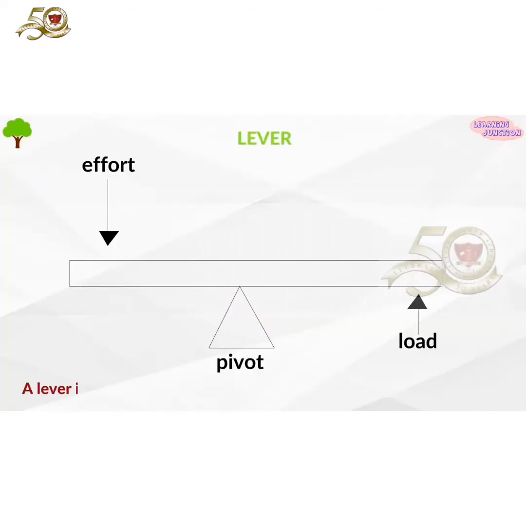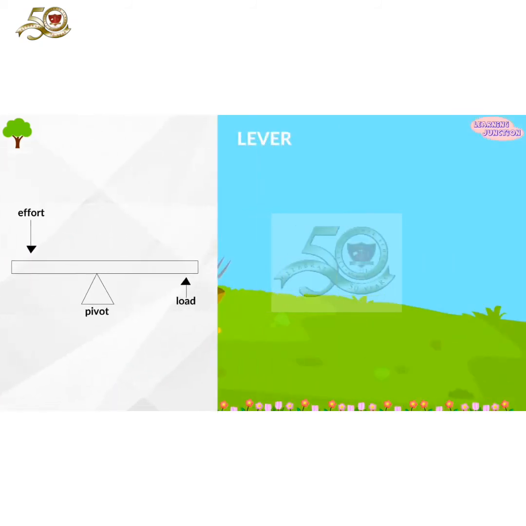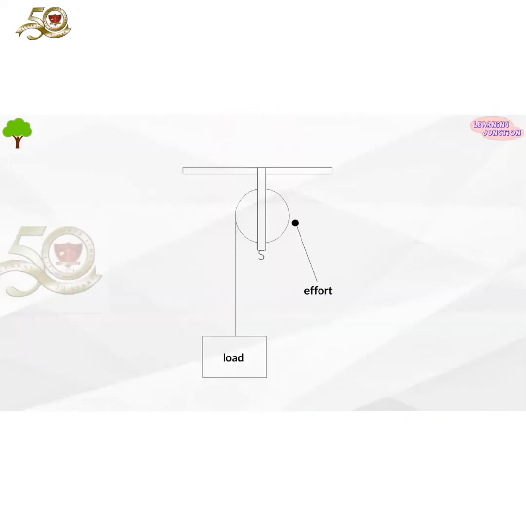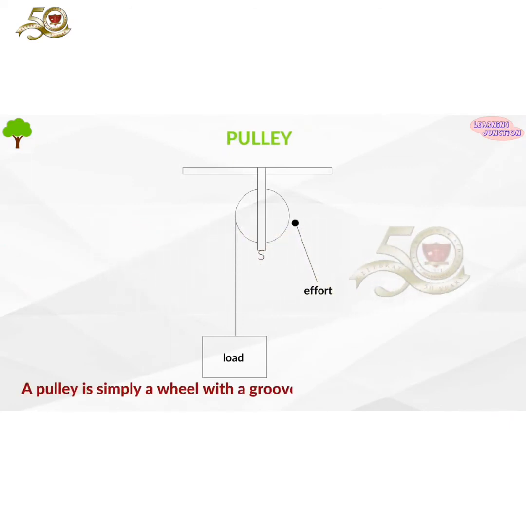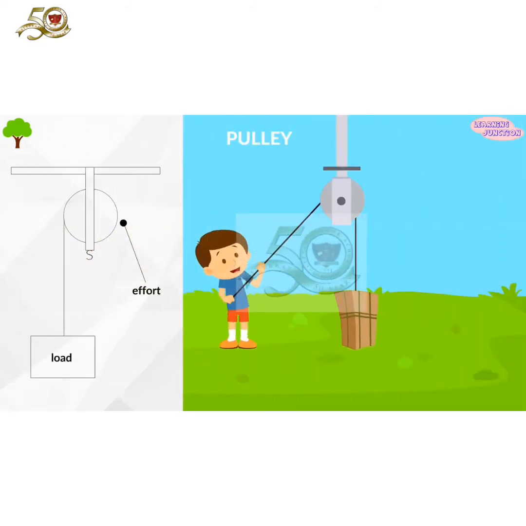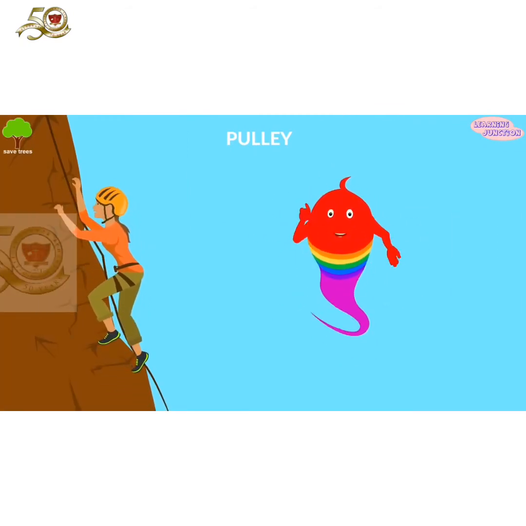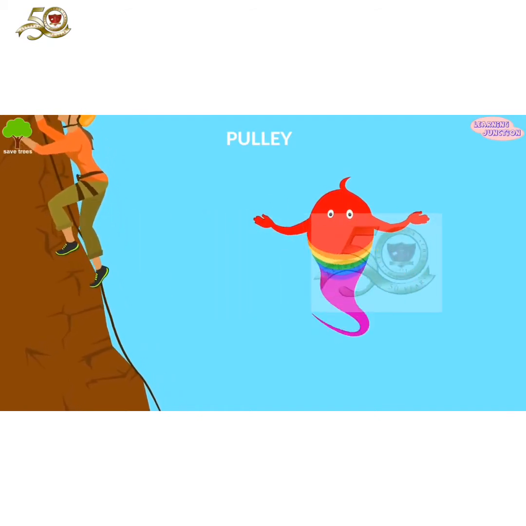Lever. A lever is simply a plank or rigid beam that is free to rotate on a pivot. It is perfect for moving or lifting heavy things. Pulley. A pulley is simply a wheel with a groove in it and a rope in the groove. It is used to lift up or lower heavy objects. With the help of the pulley system, rock climbers can climb steep rock surfaces easily.